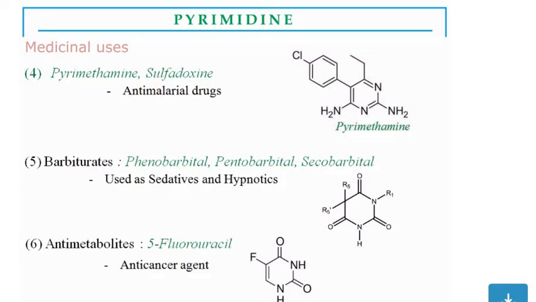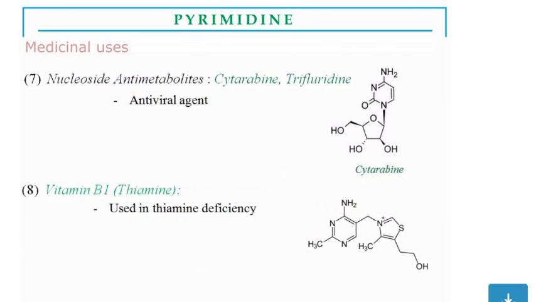barbiturates: phenobarbital, pentobarbital, secobarbital, used as sedatives and hypnotics. You can see the structure which contains pyrimidine. Anti-metabolites: 5-fluorouracil, an anti-cancer agent. Now, nucleoside anti-metabolites, cytarabine and trifluridine, antiviral agents. You can see the structure which contains pyrimidines. Vitamin B1, thiamine, used in thiamine deficiency.